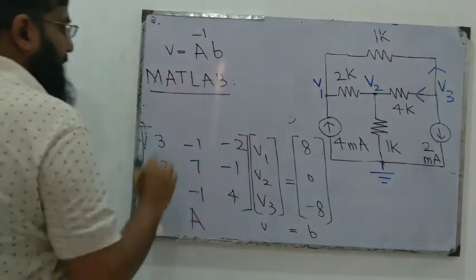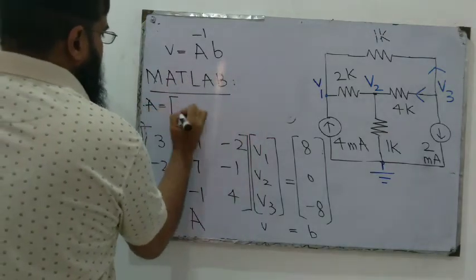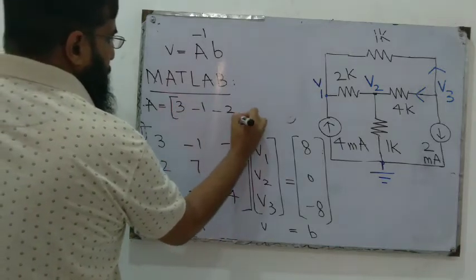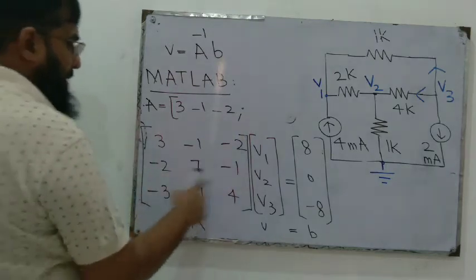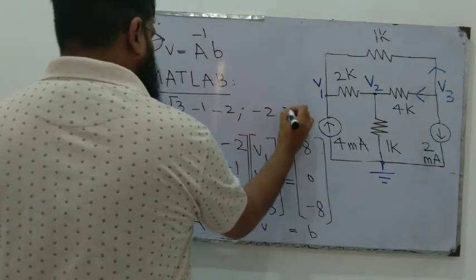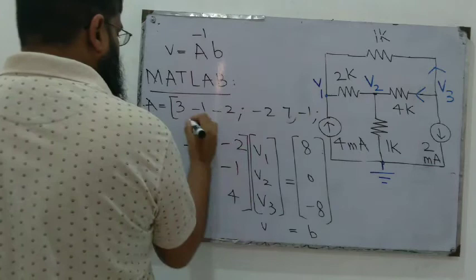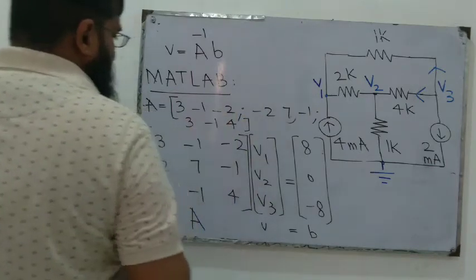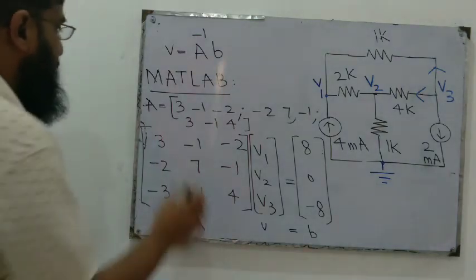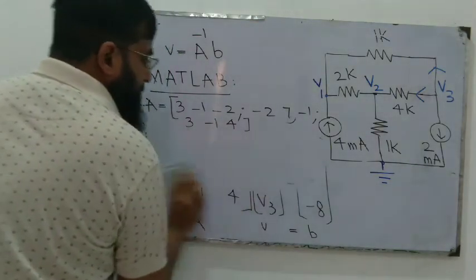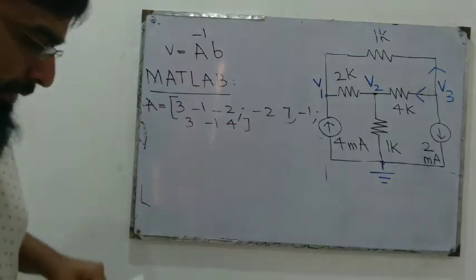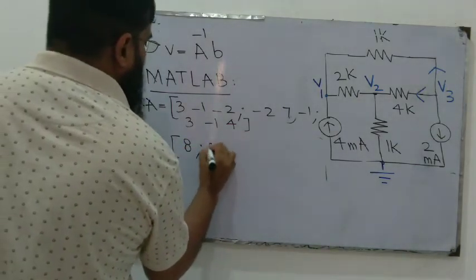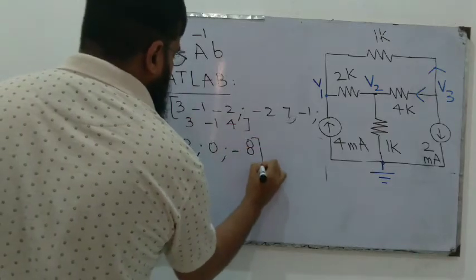Using MATLAB, we can enter the matrix like this. A is the A matrix: 3 minus 1 minus 2 semicolon. Semicolon means go to the next row. Minus 2, 7, minus 1 semicolon 3 minus 1 4. In MATLAB, we can enter the B matrix, which is 8, 0, and minus 8, like this: 8 semicolon 0 semicolon minus 8.